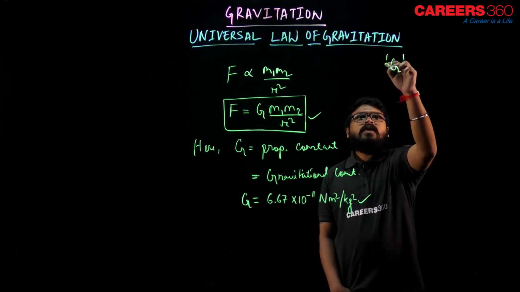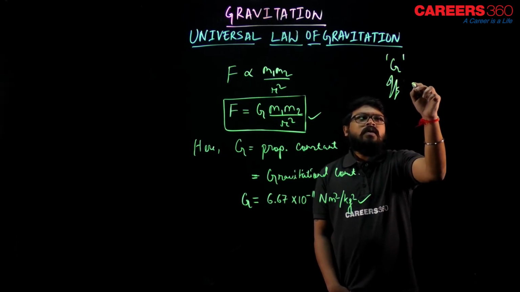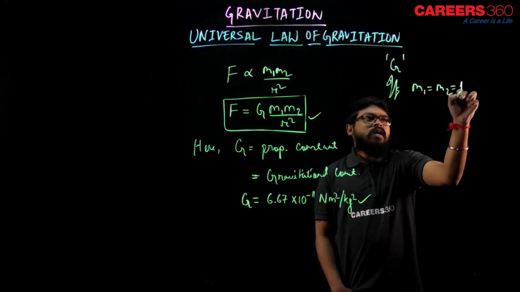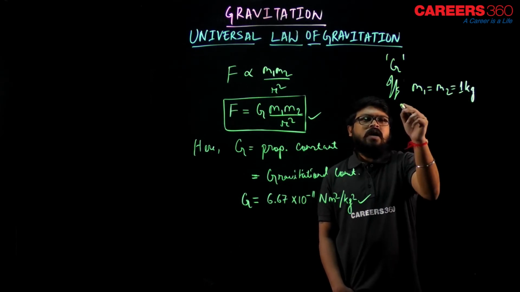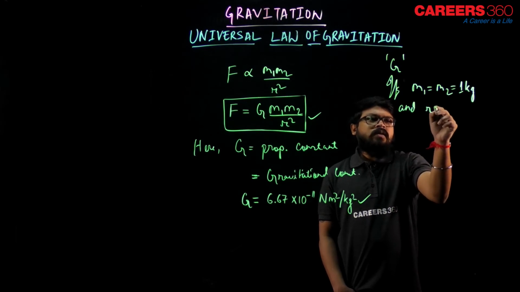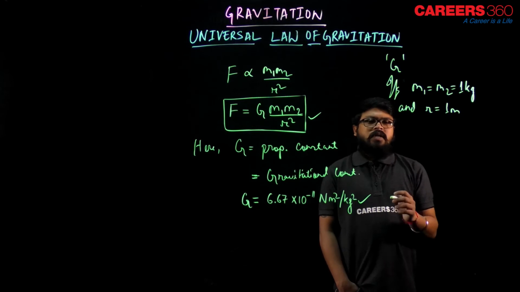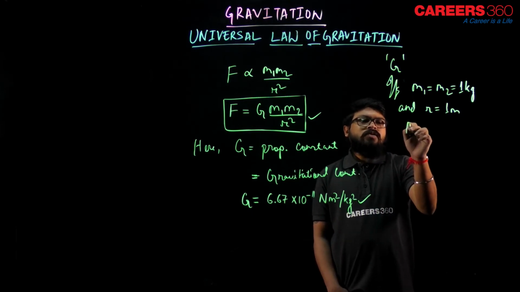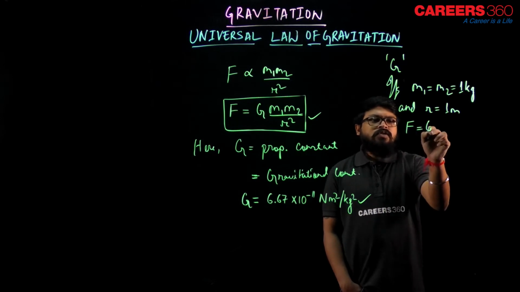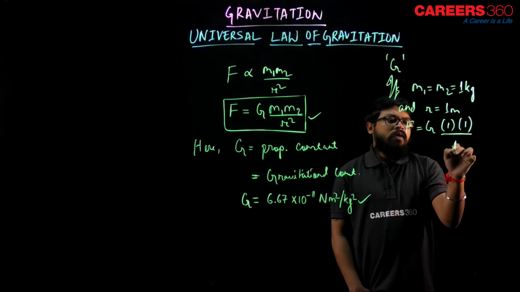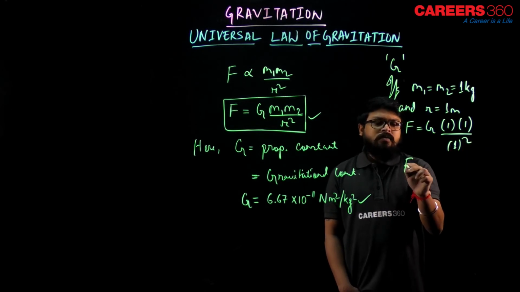G, if both the masses of the body are equal, that is 1 kg, and they are separated by 1 meter distance, the force comes out to be F equals G times 1 into 1 upon 1 square, isn't it? So F equals G.